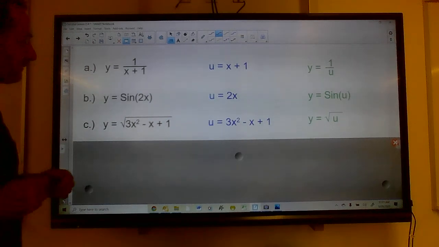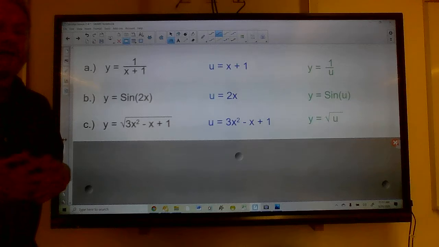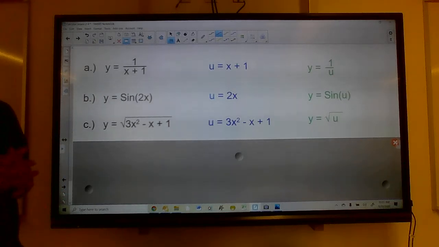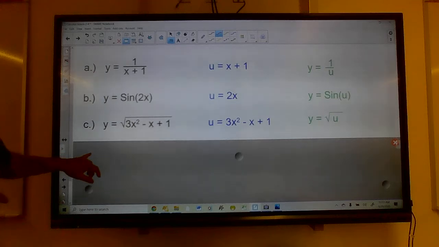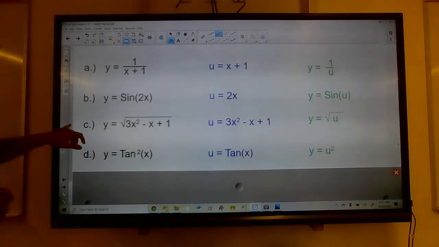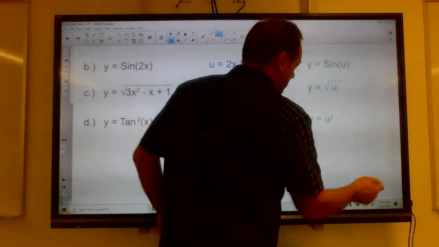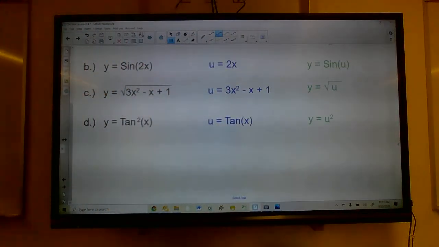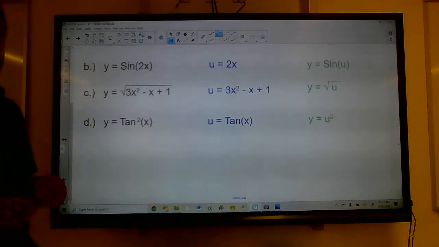Let y equal the square root of 3x squared minus x plus 1. Let u equal 3x squared minus x plus 1, and then y is just the square root of u. And finally, y is tangent squared of x. Let u equal tangent of x, and then y is u squared.